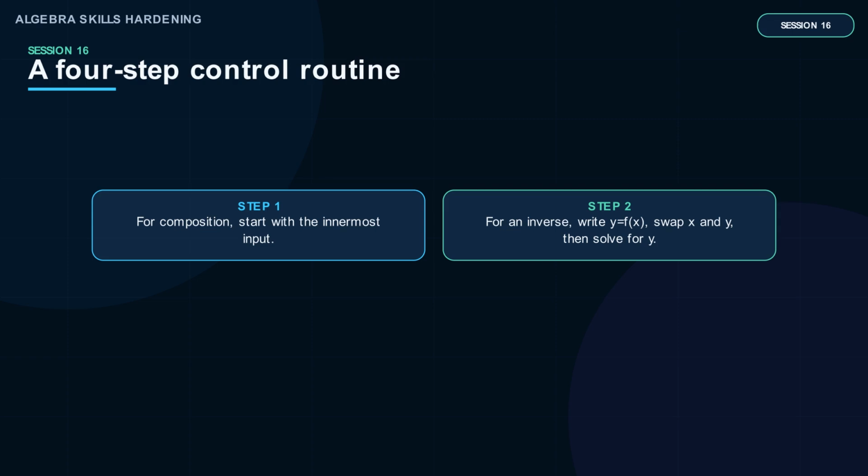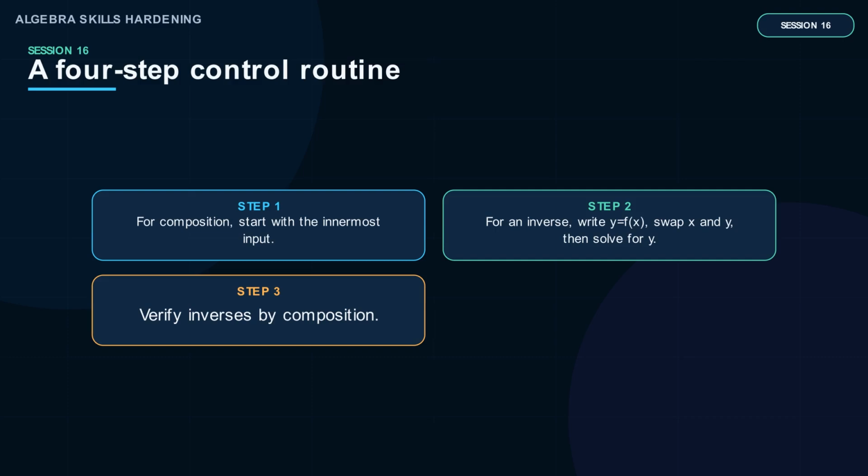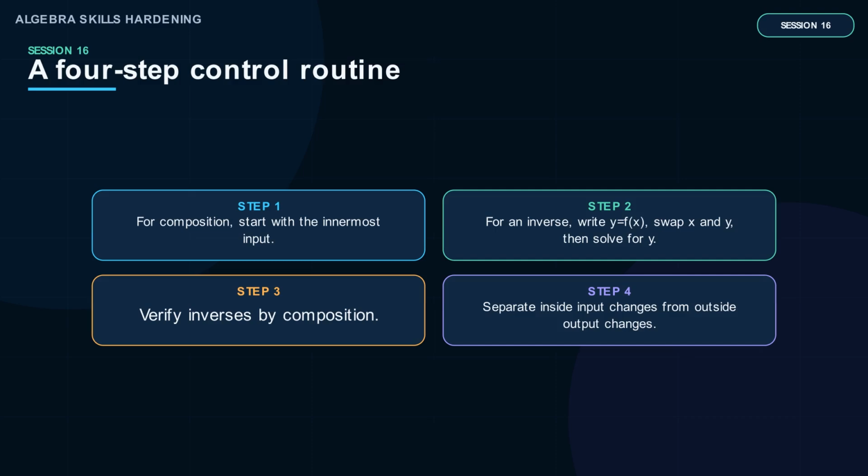Step 3. Verify inverses by composition. Work efficiently without skipping an operation. Step 4. Separate inside input changes from outside output changes. Whenever possible, verify with evidence independent of the original working.